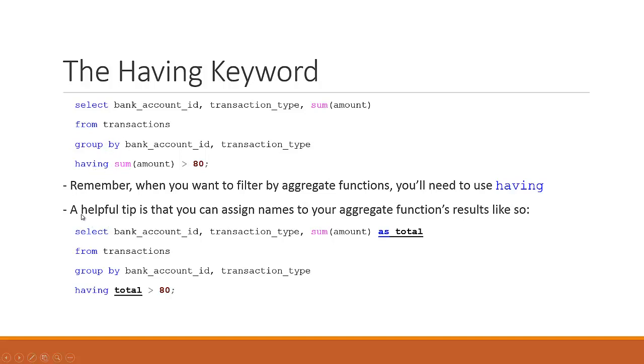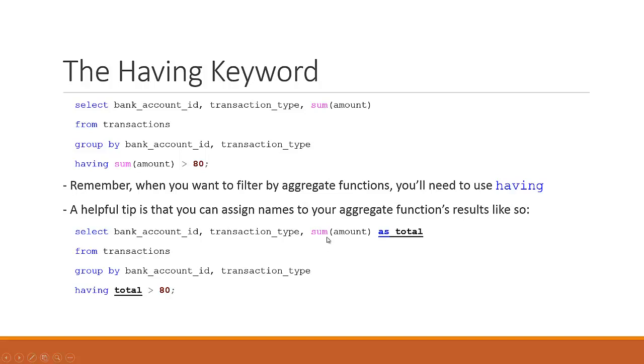Okay. So a helpful tip here is that you can also assign names. These are called aliases to your aggregate functions, like so. So what we can do here is we can say select bank account ID, transaction type, sum amount as total. Okay, and I've underlined it and bolded it here just to emphasize that this is an alias. Obviously, you won't need to underline it when you're typing it into your actual IDE, whenever you're doing your SQL scripting. What it's saying is it's assigning an alias to this particular field. So instead of having to say having sum amount greater than 80, you can say having total greater than 80.